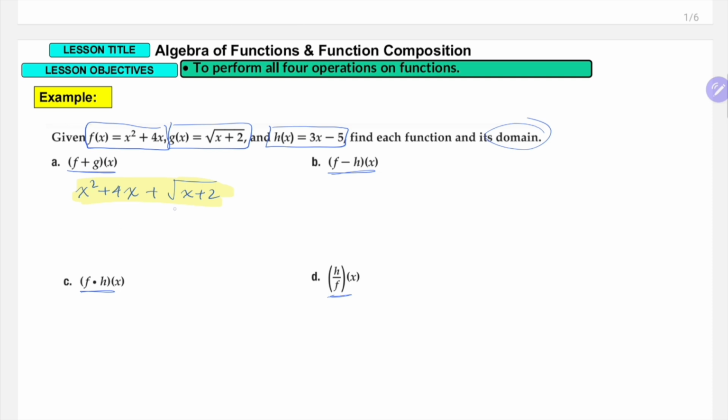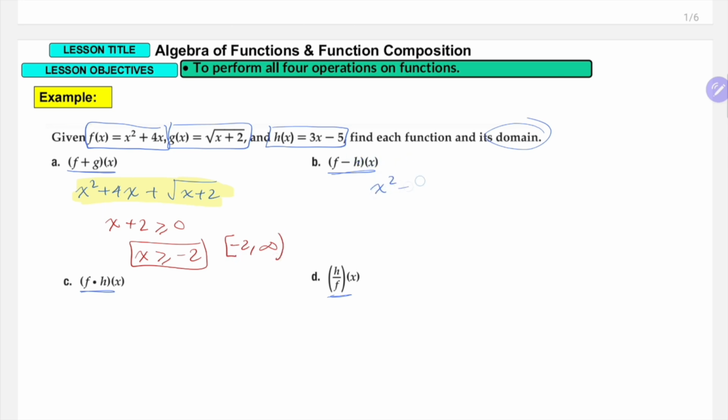Now, if I want to find the domain of this function, I need to look at each part. The domain of the polynomial is all real numbers, but the domain of the radical is restricted. So the domain of the entire function will be the domain common between them, which is the domain of the radical. To recall the domain of radicals, we take anything under the radical, x plus 2, greater than or equal to 0. Here I'm considering the equal, because the radical is not in the denominator. Solving this gives x greater than or equal to negative 2. In interval notation, it will be negative 2, comma, positive infinity, closed at negative 2, open at infinity.